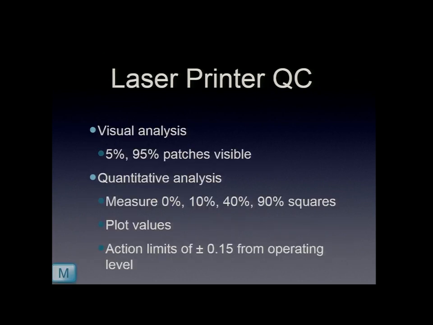What that entails is doing a visual analysis of the SMPTE pattern and looking for those 5% and 95% patches that are in that phantom. And then you can do quantitative analysis. You take your densitometer and you read the patches of 0%, 10%, 40%, 90%, those squares that are on there, and plot those values and make sure they don't deviate from month to month by more than plus or minus 15.